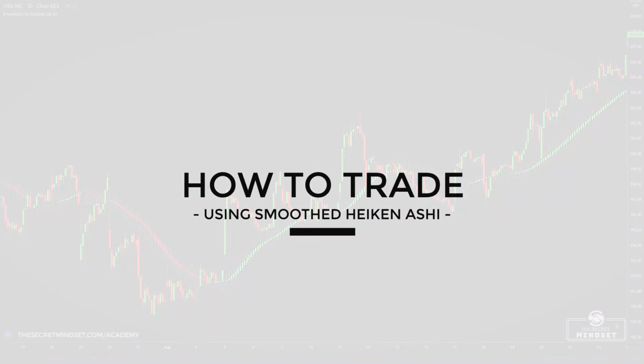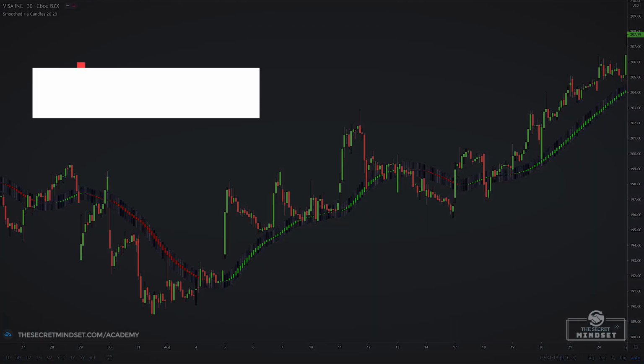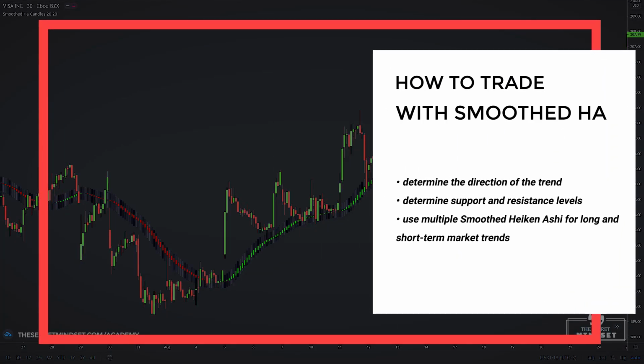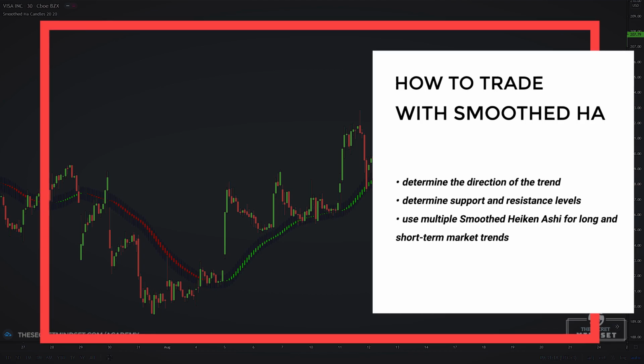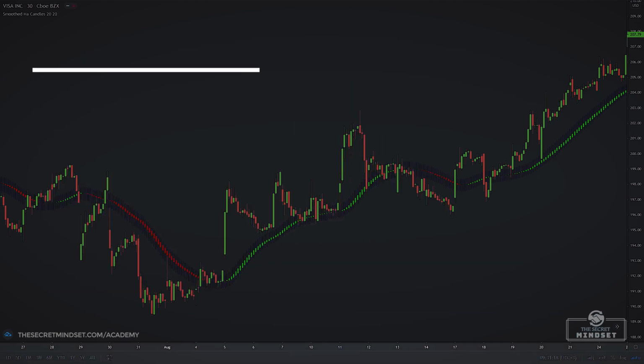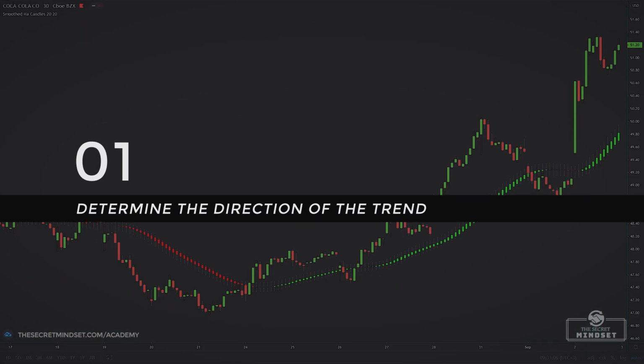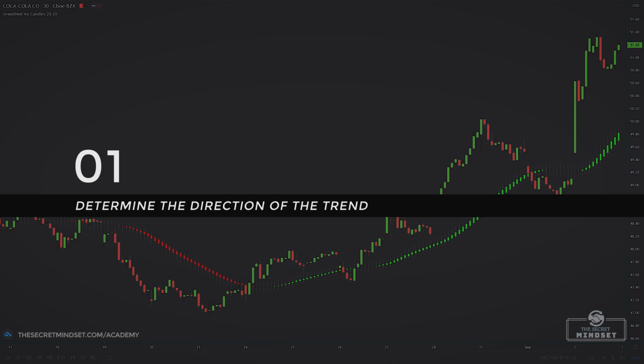Now, how to use Smoothed Heiken Ashi? There are three main ways in which you can use it: to determine the direction of the trend, to determine support and resistance levels, and using multiple Smoothed Heiken Ashi for long and short-term market trends. First approach is to determine the direction of the trend.